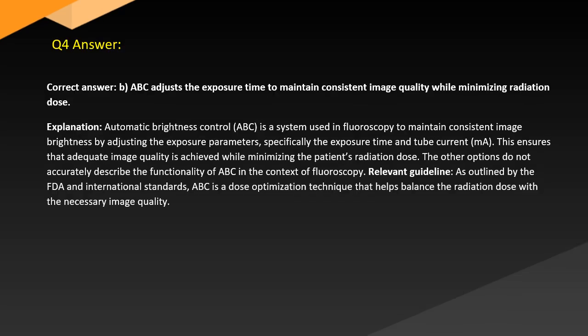Answer. Correct answer: B. ABC adjusts the exposure time to maintain consistent image quality while minimizing radiation dose. Explanation. Automatic brightness control (ABC) is a system used in fluoroscopy to maintain consistent image brightness by adjusting the exposure parameters, specifically the exposure time and tube current (mA). This ensures that adequate image quality is achieved while minimizing the patient's radiation dose.